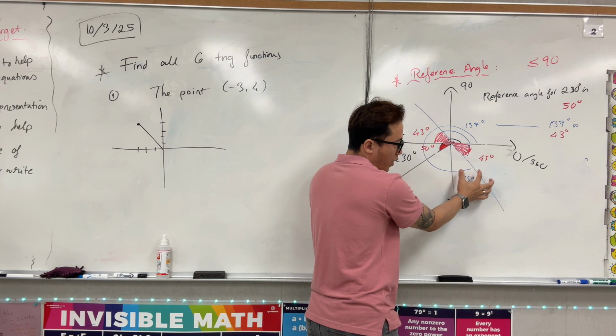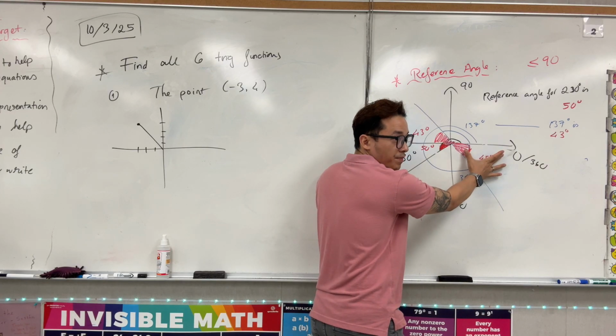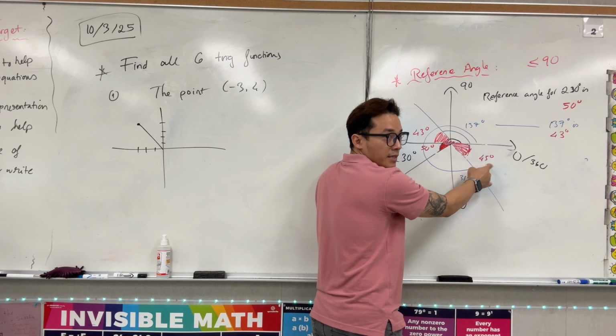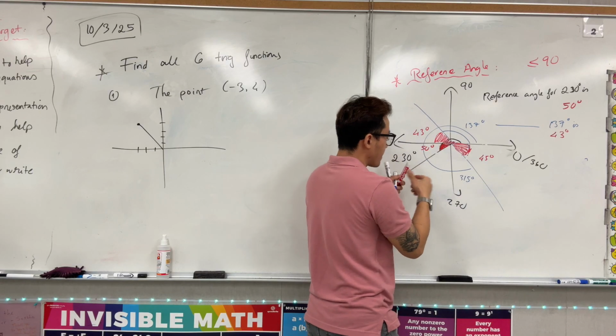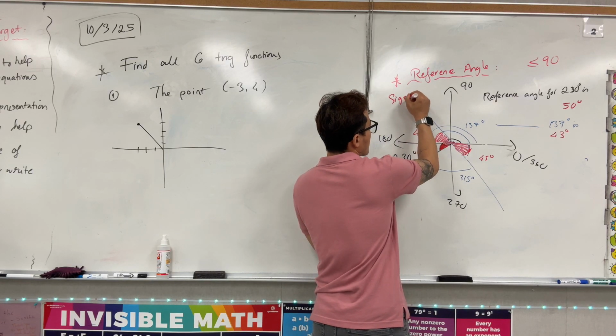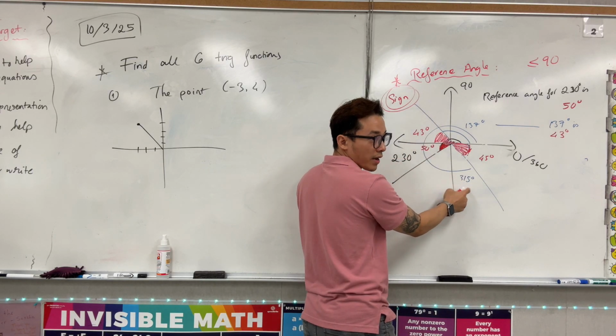Because the original angle is on quadrant 4, that means positive. You don't look at the reference angle, does it make sense? You look at the original angle for the sine. I'm talking for the sine. For the sine, you need to look at the original angle.